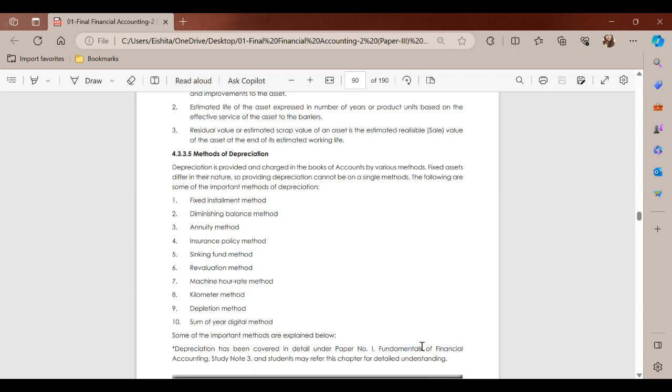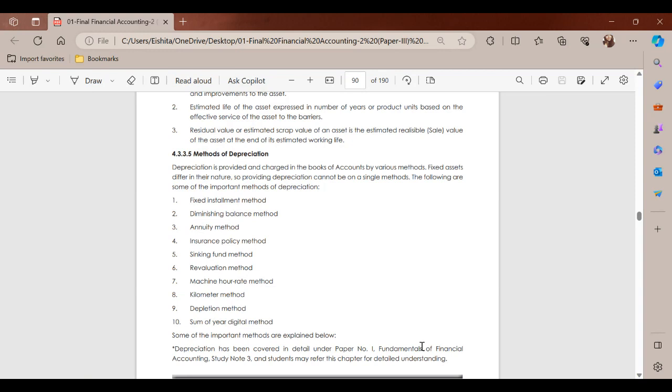So in the last class we have understood the various categories the depreciation should be charged. Now depreciation is to be broken up into 11, 12 categories. So depreciation is provided and charged in the books of accounts by various methods. For example, straight line method and declining balance method are the two methods which are more often used.